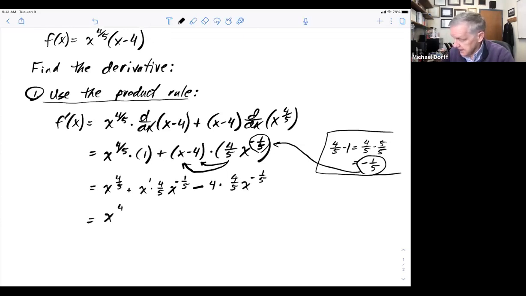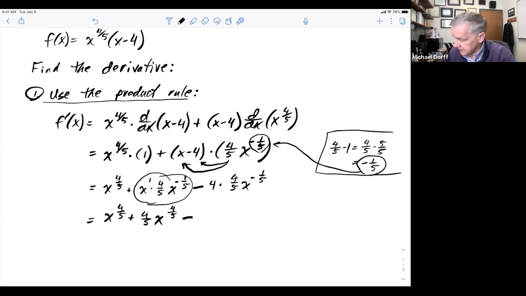All right. Now, what is this x to the 1 times 4/5 x to the negative 1/5? Well, that's going to be 4/5. What's going to be my exponent on x? Well, I have a 1 and I have a negative 1/5. I add those together. 1 minus 1/5 is going to give me a 4/5.